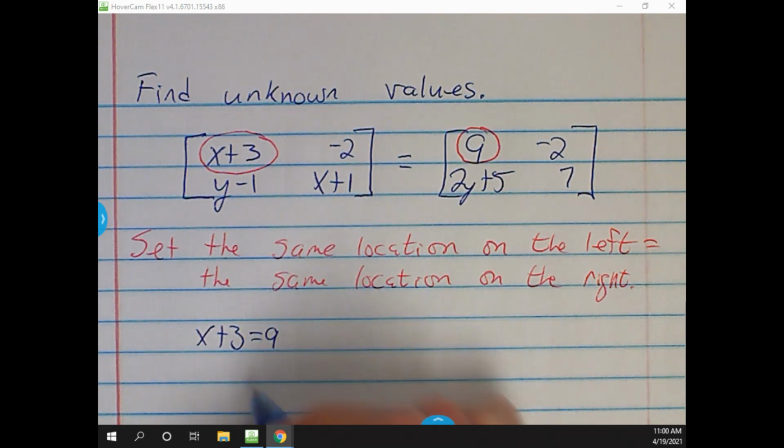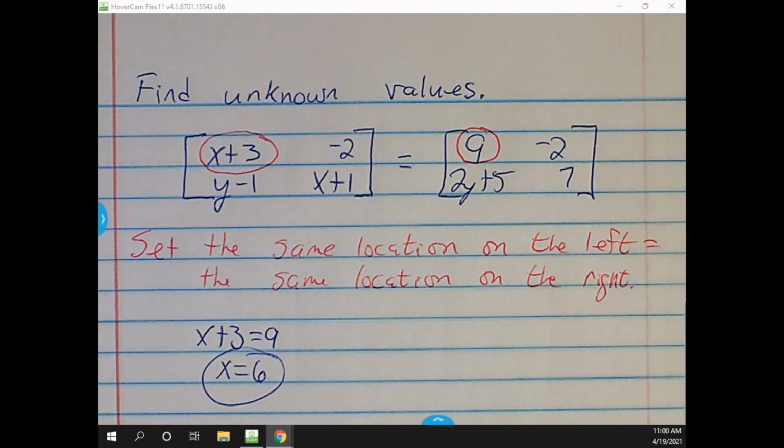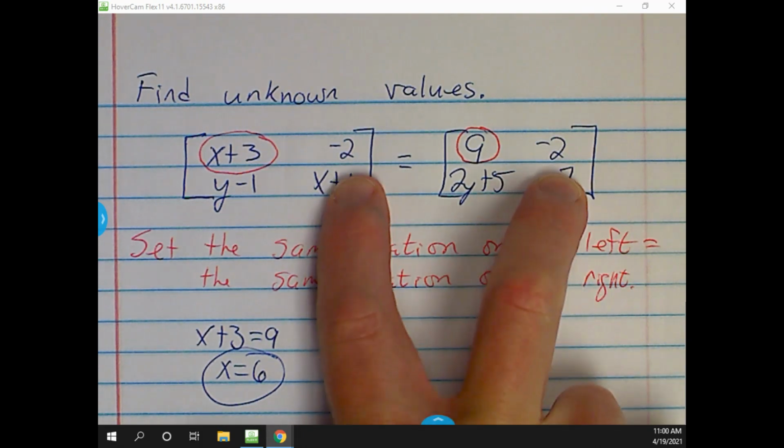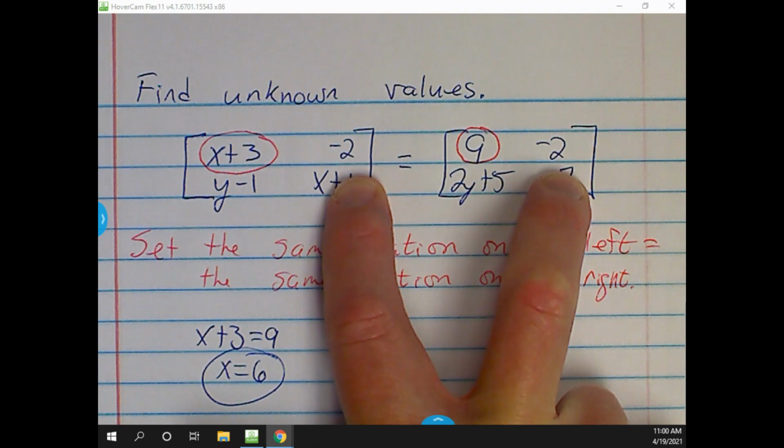And you go, oh, well, that's easy. You just subtract 3 from both sides. We get x equals 6. There you go, there's one number. You don't have to do anything with this part because there's no variables. It's just -2s, so it's fine.